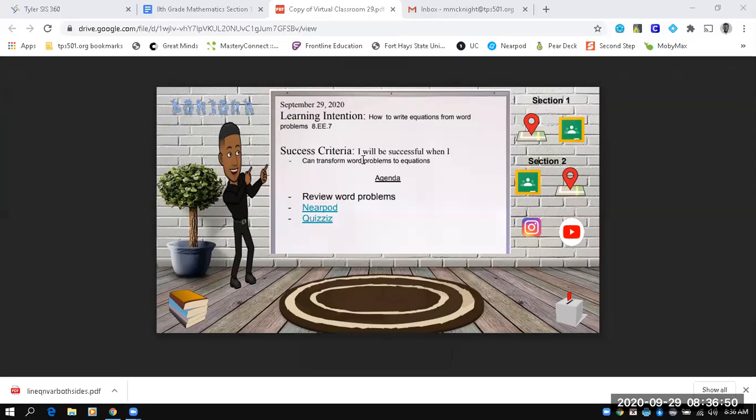Our success criteria states that we'll be successful when we can transform word problems into equations. For our agenda, we'll review some problems, and then we'll check out some Nearpod and some quiz exercises.